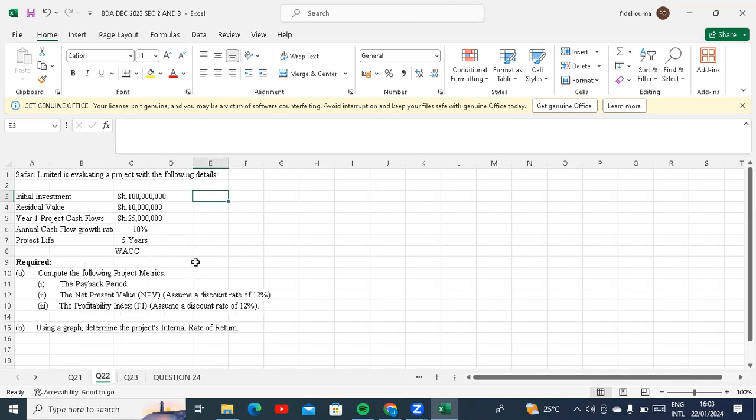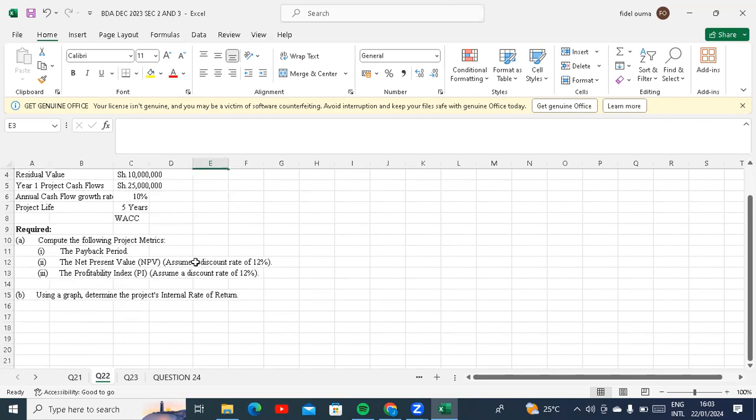Required A, complete the following project metrics. Roman 1, the payback period. Roman 2, the net present value, NPV. Roman 3, the profitability index. Part B, using a graph, determine the project's internal rate of return.